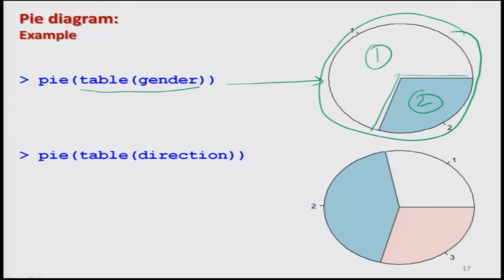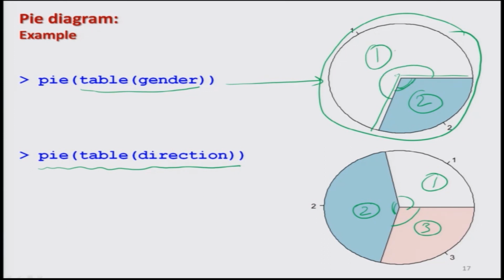Similarly, when I use this pie function to create the pie chart for another data set, direction, you can see there are three categories, 1, 2 and 3. Category 1 is given by white color, 2 by blue color and 3 by another color. You can see that these angles are proportional to the frequency. In the first case this angle is larger than the second angle, because the number of values in category 1 is 7 and the number of values in category 2 is 3.